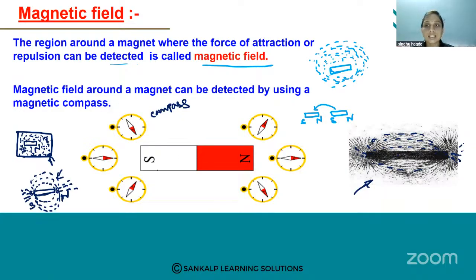We consider only one compass and it is placed in different regions around this magnet. First we place it in this position. What happens? It gets attracted towards this magnet. So how does it show attraction? At that time this needle gets deflected.